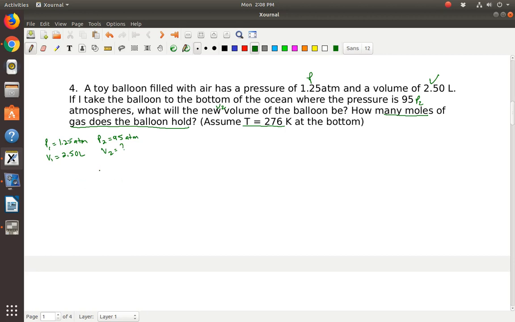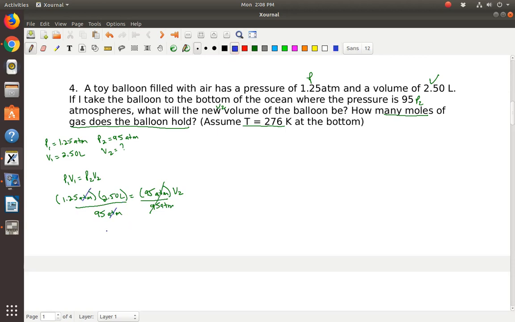So that's going to be my first question. I'm going to have to use a formula that uses just pressure and volume. So that's P1V1 equals P2V2, which is Boyle's law. So I'm going to fill it in. Notice I've already got my pressure units matched. So I just have to fill this in and solve for V2. P1 is 1.25 atmospheres. V1 is 2.50 liters. P2 is 95 atmospheres. V2 is my unknown. Divide both sides by 95 atmospheres so I can isolate my V2 and cancel my units, atmosphere and atmosphere.